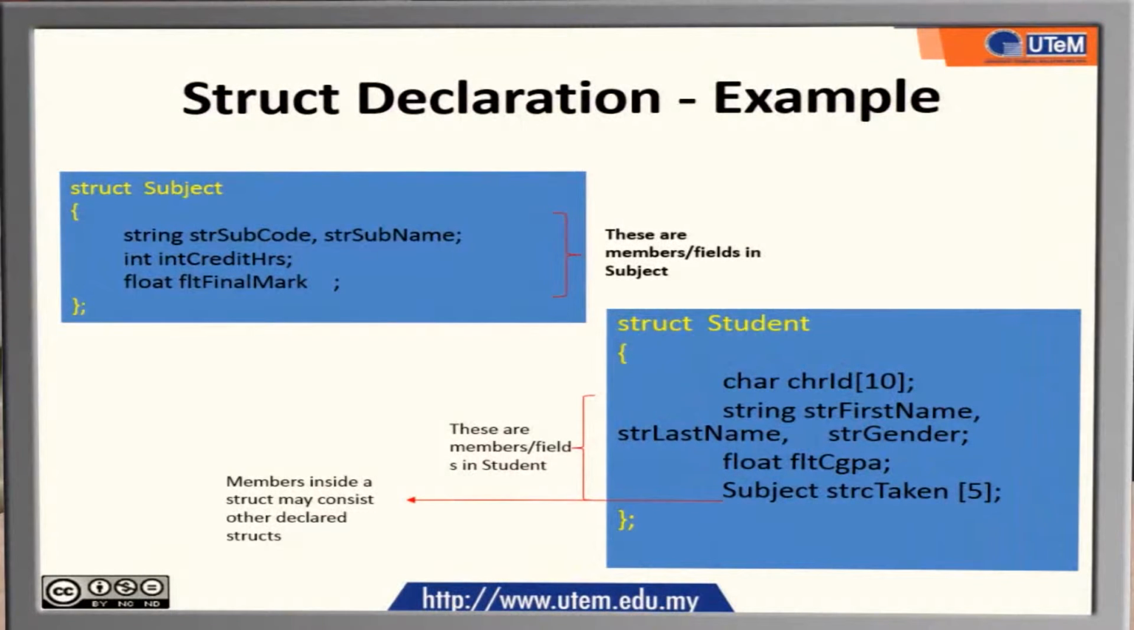So this is the struct declaration example. Inside here we have two structs, struct subject and also struct student. There is the struct subcode and struct subname. All of this is actually the members of the subject struct. On the other hand, in the student struct, we have char ID, string first name, last name, gender, float CGPA. All of that are the members of the struct student.